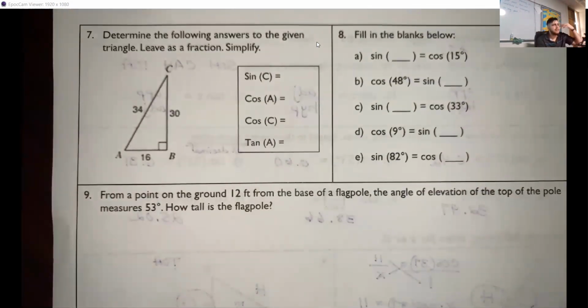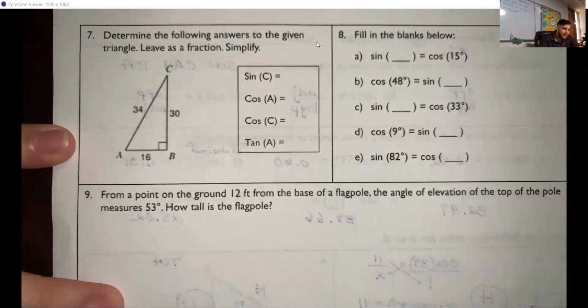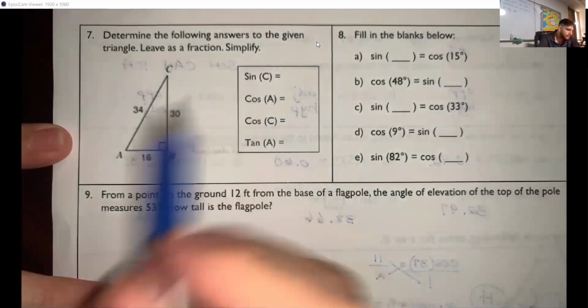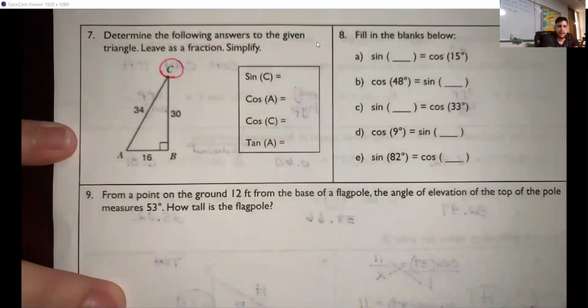Here we just want to, again, make sure that you really understand. You see how important SOHCAHTOA is, that one little phrase? Yeah. We really want to make sure you understand how to do this. So determine the following answers to the given triangle. Leave as a fraction and make sure that you simplify. Okay, some of you are horrible with fractions. I know fractions is like your worst nightmare since elementary school. But we can't avoid it. We got to learn how to simplify. So if I look at sine of C, all right, I'm going to look from the perspective of angle C, right? And what was that phrase again?